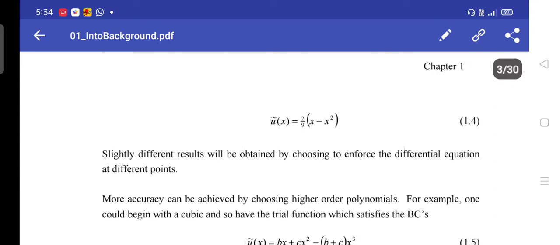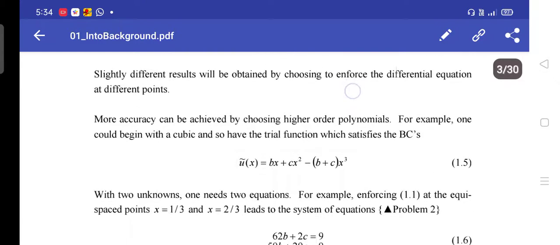Slightly different results will be obtained by choosing to enforce the differential equation at different points. More accuracy can be achieved by choosing higher order polynomials. For example, one could begin with a cubic and so have a trial function which satisfies the BCs: u(x) = bx + cx² − (b + c)x³.